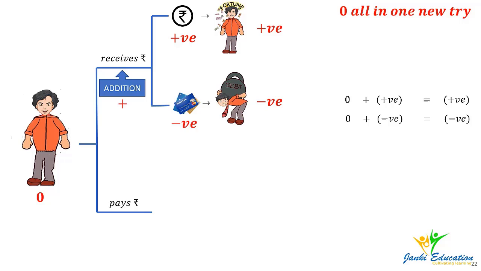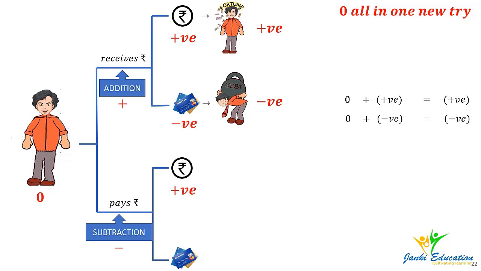And as he receives, there is a chance that he may pay rupees also. If he pays rupees when he is not having any amount, he cannot pay hard cash. It is subtraction, and he can pay rupees or he can pay his debt, right? Rupees is always positive, but he is not having anything, and if he wants to pay cash, then he becomes a man in debt. So 0 minus a positive is always negative.